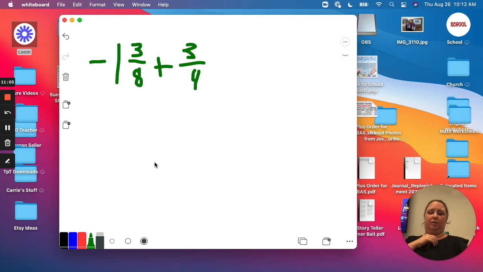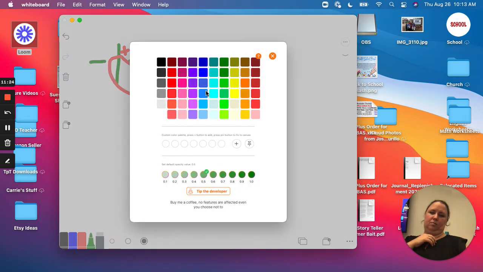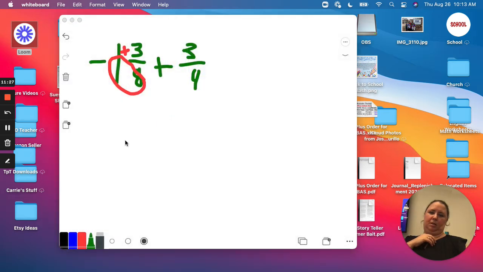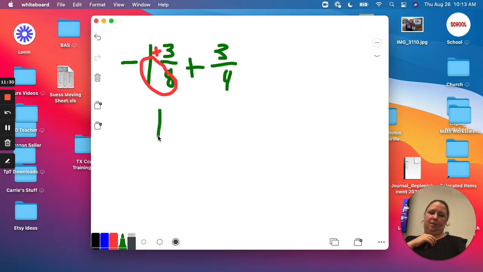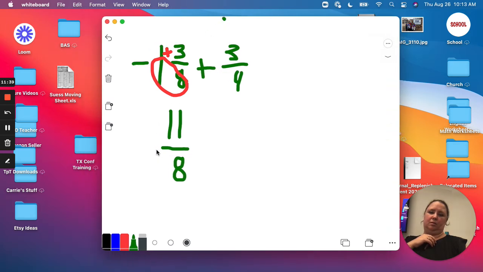Please whisper if you're helping. It's fine, just whisper. So to make this improper, I'm going to multiply 8 times 1 plus 3. 11. So you have 11. So this becomes 11 over 8. All we did was change the mixed number to an improper fraction. Keep the negative. And then now we need to change this fraction to have a common denominator.